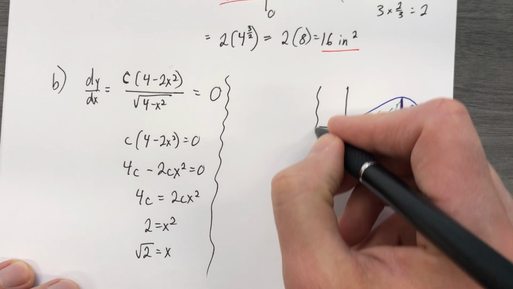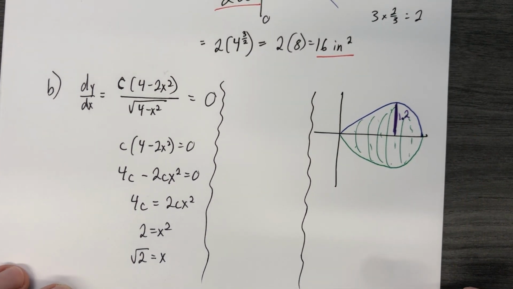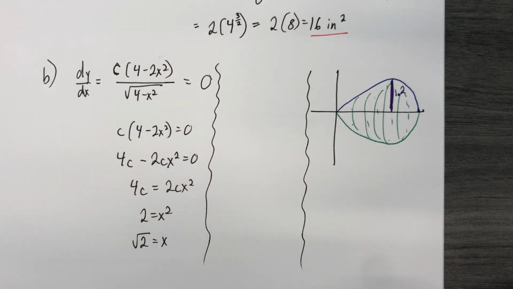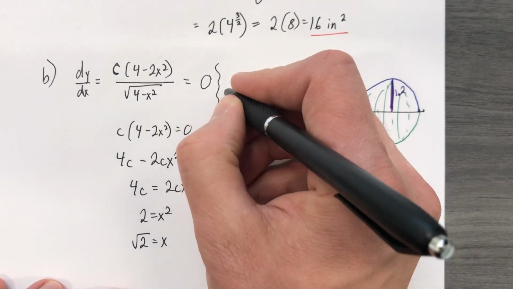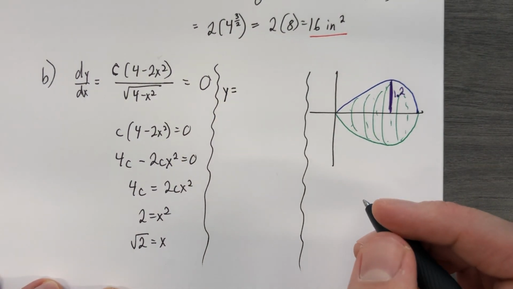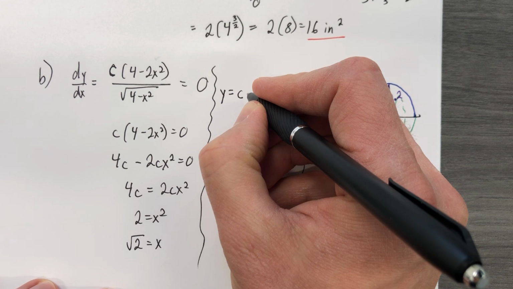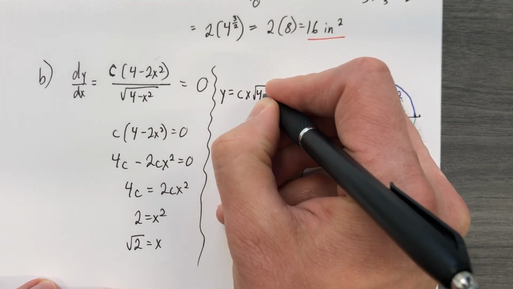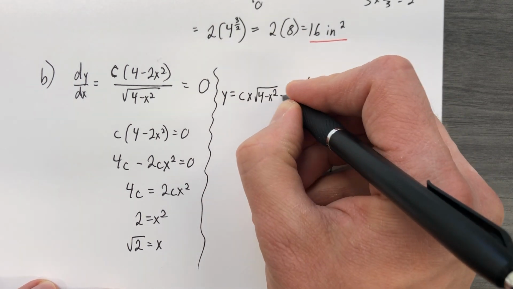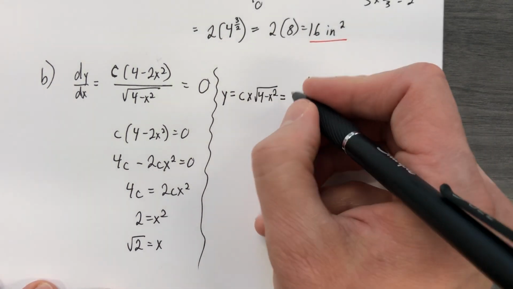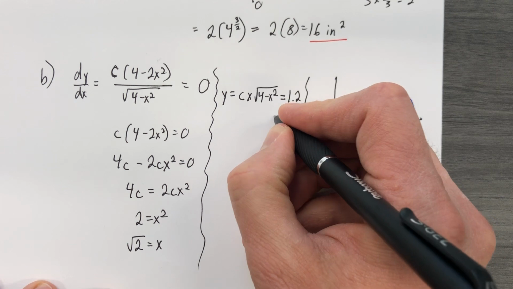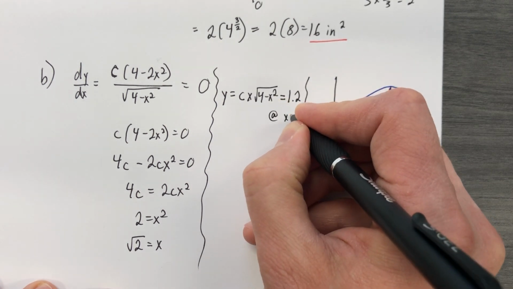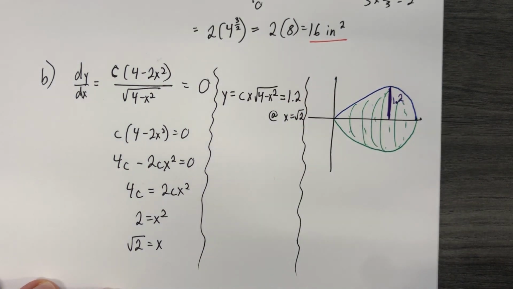It means you make some awkward doodles on your paper just to separate your work. You don't have to do that. That's just my little system. The function itself is c times x times the square root of 4 minus x squared. And this is equal to 1.2 at x equals square root of 2.